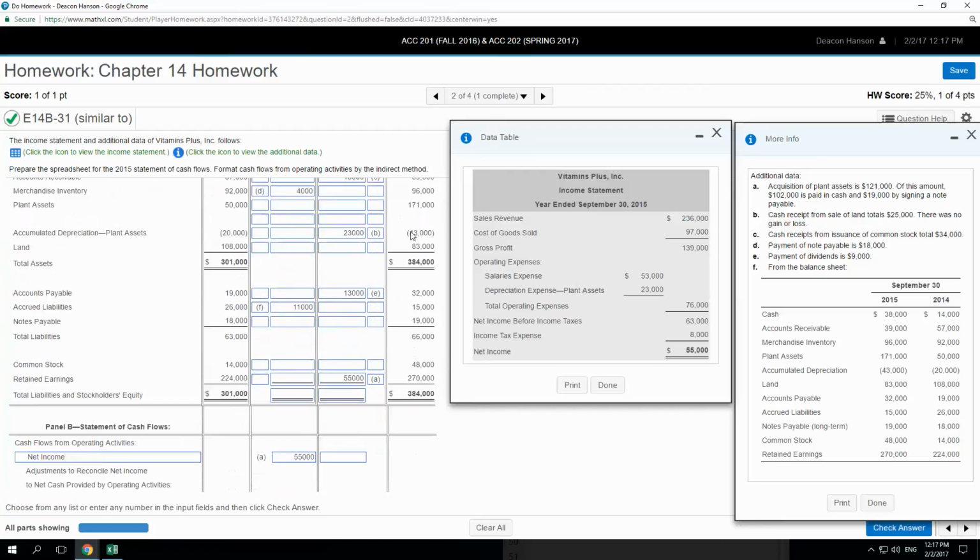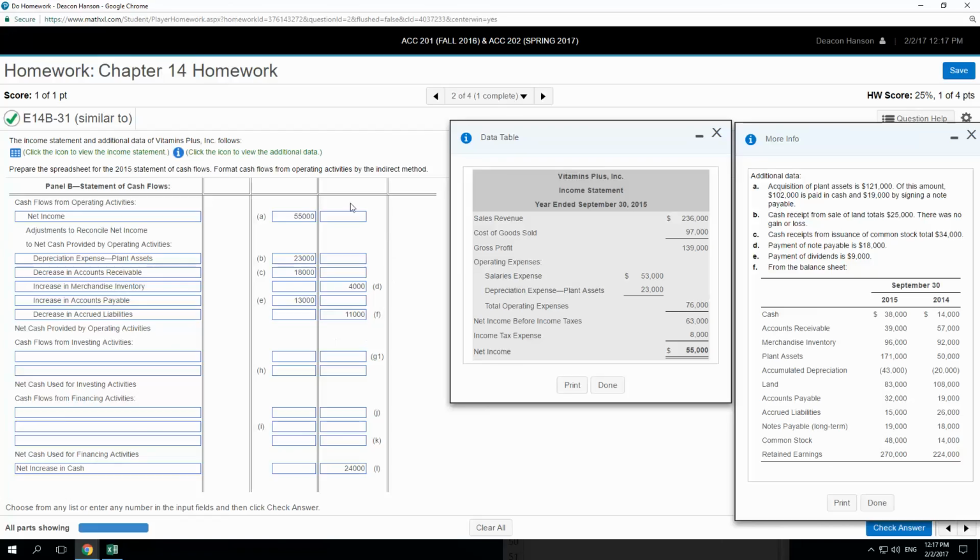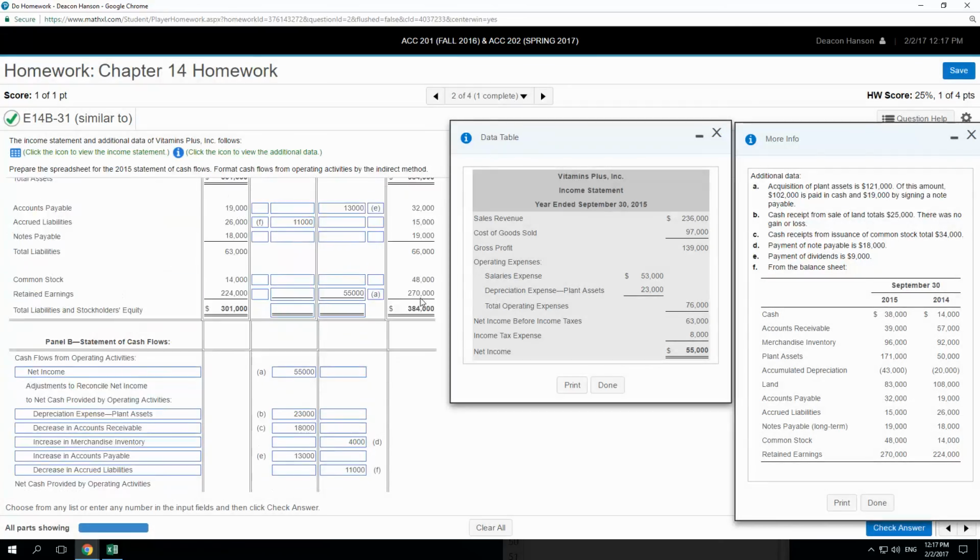If we were to tally these up, that would be our net cash provided by operating activities. But they're not actually asking us to fill that number in. Now we move to the investing section.